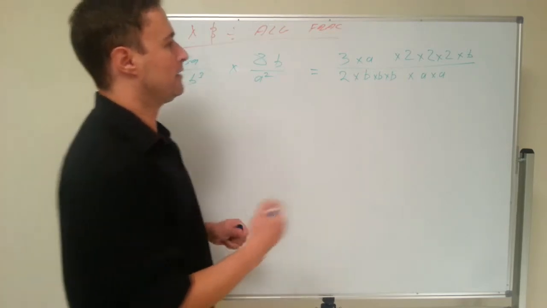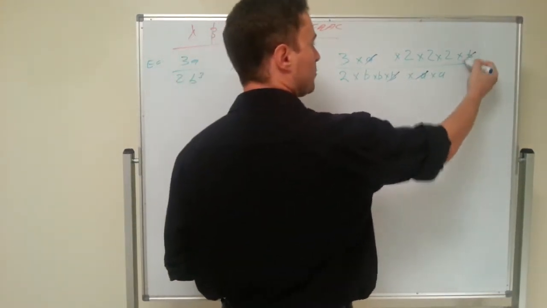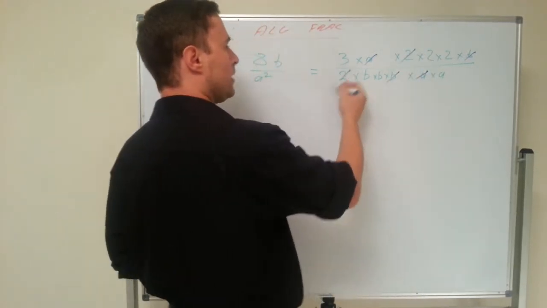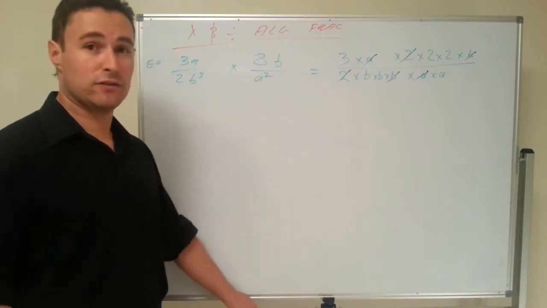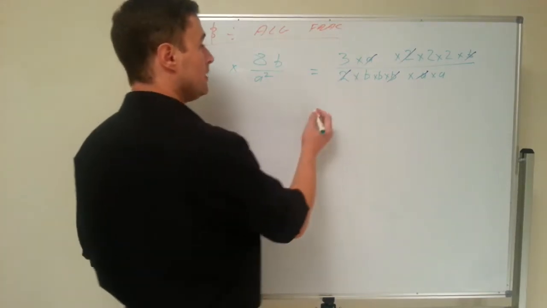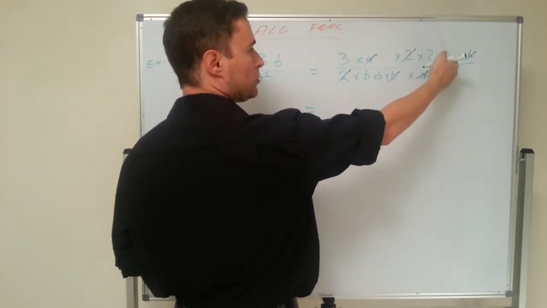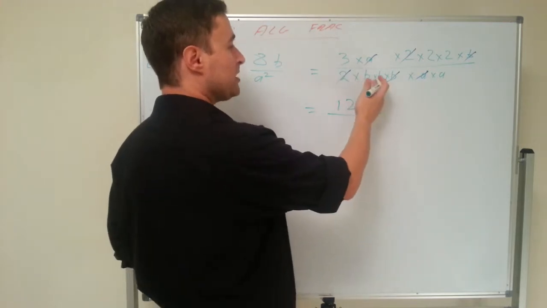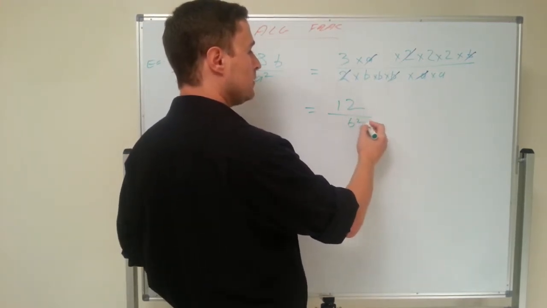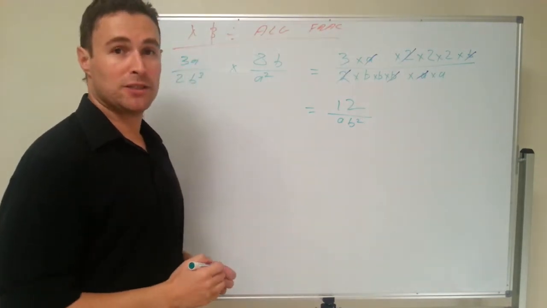Now we just say, well, what cancels? That a cancels that a. One of those b's cancels one of those b's, and one of those 2's cancels one of those 2's. And what have I got as the answer? Well, I've got what's left over. So what's left over is 3 times 2, which is 6, times 2, which is 12, all over, nothing else on top, b times b, which is b squared, times a. That's it. All over ab squared.